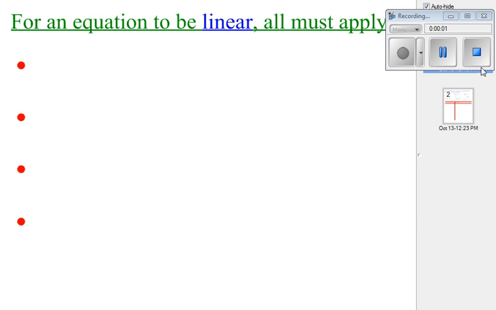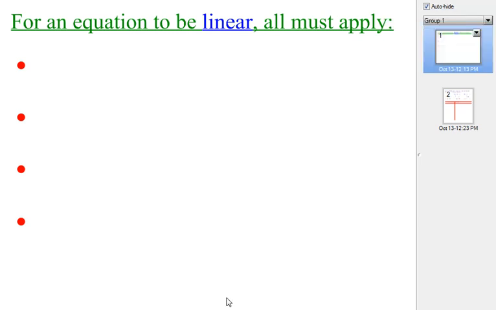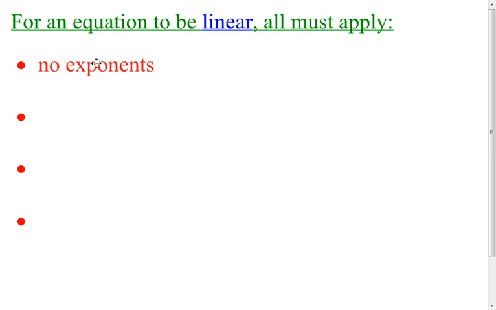In this lesson, we will be looking at equations that are linear types of equations and being able to tell when we look at an equation whether it would generate a line when we graph it or not. So there are some rules, kind of, that have to be followed in order for you to know that an equation is linear. First of all, you can't have any exponents in it.